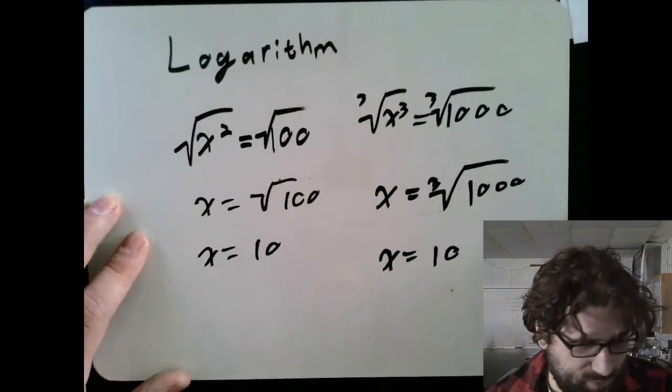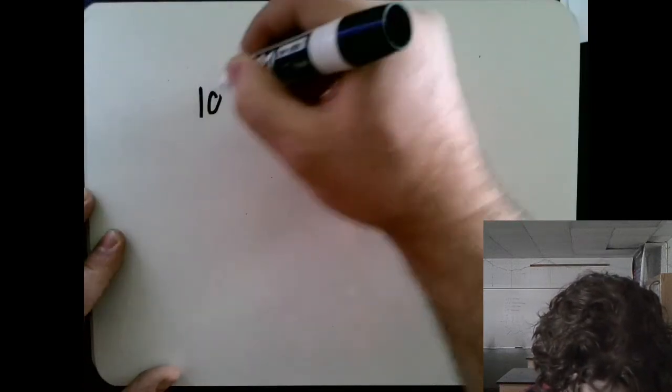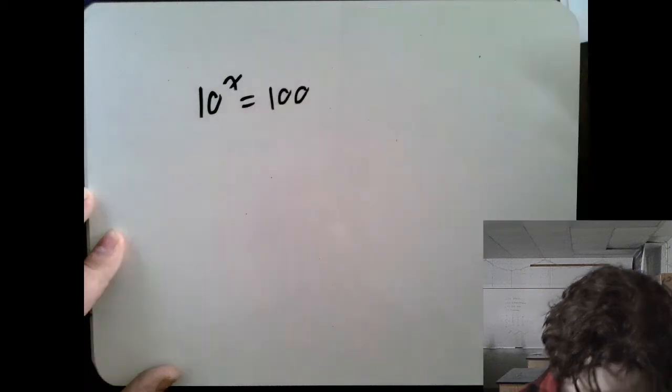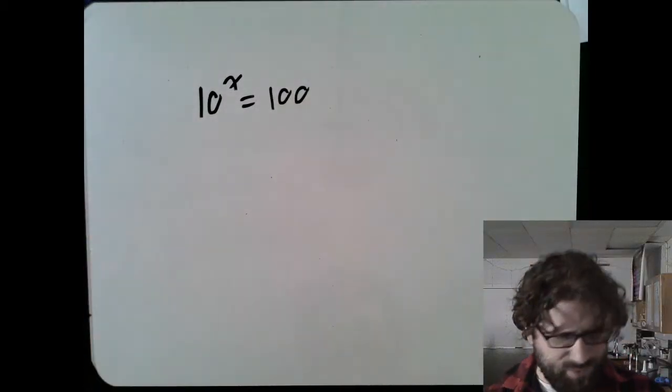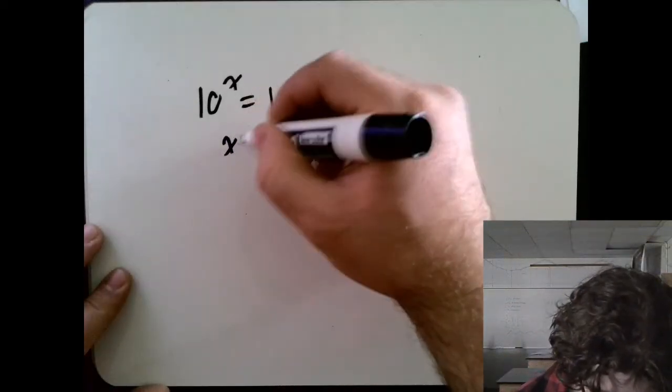But now what about this? What if I said I have 10 to the x equals 100? Now you might be thinking, well, obviously I know that. We just looked at it. That's going to be 2. x equals 2.